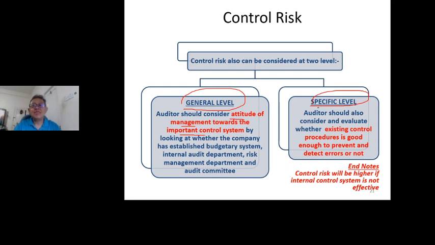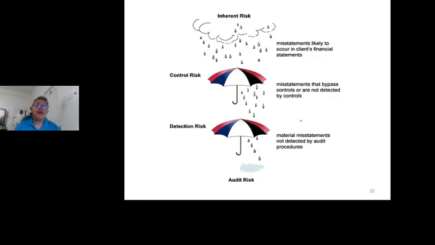So the next part will be the specific level, where the auditor should also evaluate whether existing control procedures are good enough to prevent or detect the errors or not. Here the auditor looks at the specific transaction or specific process. Even though at the general level the management have a very positive attitude about the importance of internal control, and they come up with very good policy about internal control, however, at transaction level, if it is not implemented properly, then we have a problem. That is why the auditor needs to assess the particular risks of control at transaction level or at process level as well. So you can conclude that control risk will be higher if the internal control is not effective. Right. Now again, we have gone through what the internal controls are.